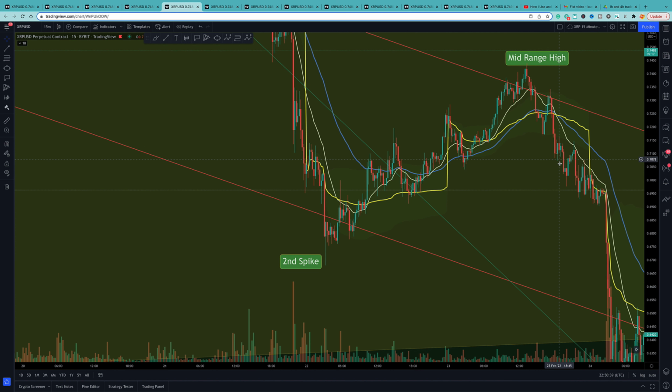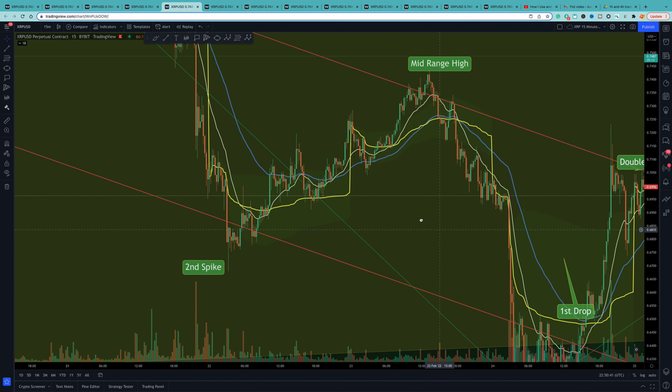Reaches a peak, and then down it comes. Here's the 20 cutting through the 55 and the VWAP. And here we have this drop. Here we have this capitulation.